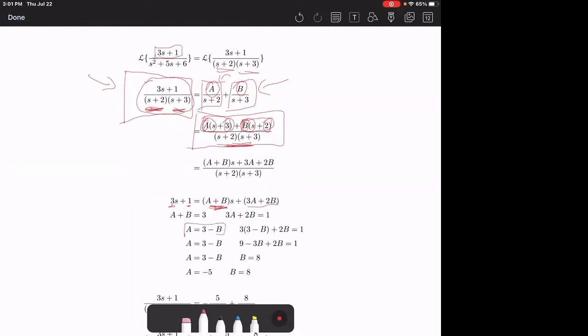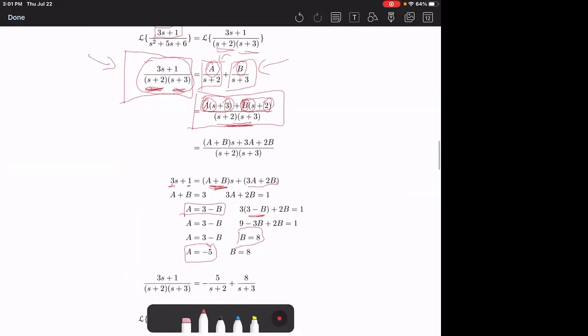So we get that a is equal to 3 minus b. We can plug that into the right side equation. We get that b is equal to 8 on the right, and a is equal to -5 on the left there. So we can plug those values in. So we've simplified this larger fraction into a sum of two smaller fractions, -5 over s plus 2 plus 8 over s plus 3.